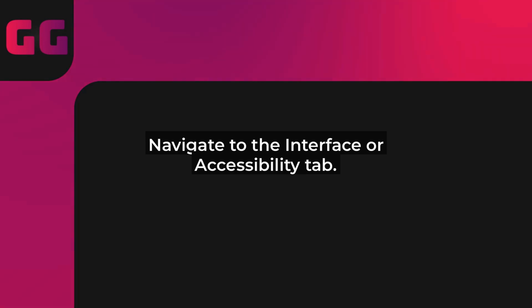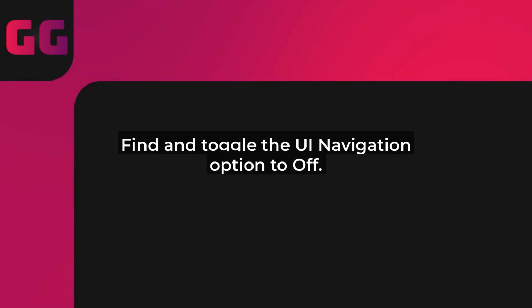Scroll down until you find the UI navigation setting. It might be labeled as Enable UI Navigation or something similar. Keep an eye out for that. Once you spot it, simply toggle the switch to the off position. You'll see a confirmation prompt. Go ahead and confirm your choice.